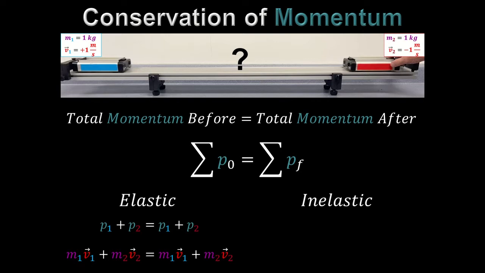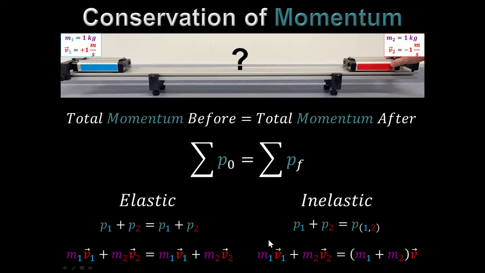If these two carts collide and stick together, we don't have two separate things with momentum after the collision. We just have one thing. So this is the momentum of one plus the momentum of the other before, but afterwards they stuck together, and this is just the combined momentum of both carts 1 and 2. If you can say that, you should be able to say this.